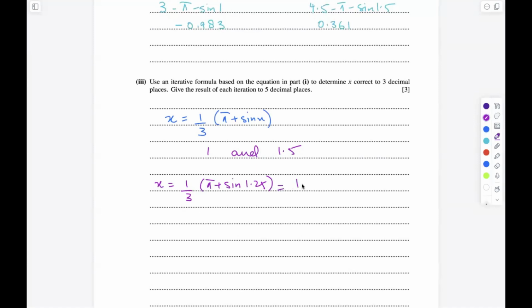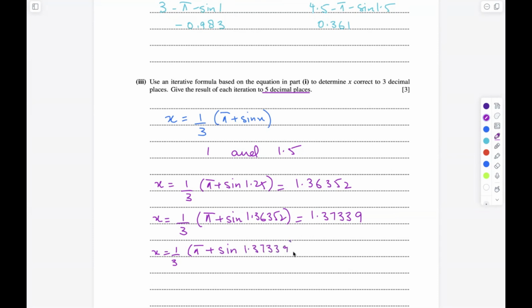the first value we get is x equals 1.36352. And please make sure that when you are attempting this, you write your values to 5 decimal places in all the cases. I'll just be using 3 or 4 decimal places just to explain. So in the next step, in place of x, I'll substitute x equals 1.36352, and when we substitute this in the calculator, we'll get 1.37339. Now substituting x equals 1.37339, we'll get 1 upon 3 into pi plus sine of 1.37339, and we'll get 1.37412.